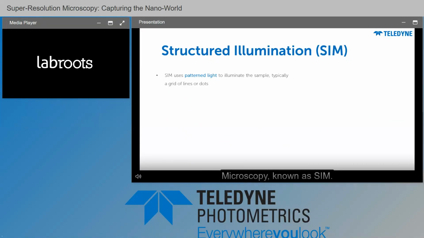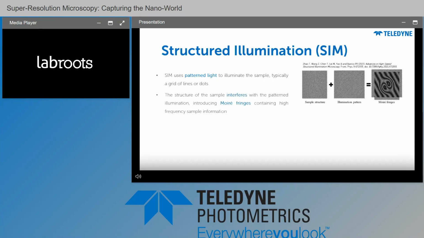First is structured illumination microscopy, known as SIM. This uses patterned light to illuminate the sample, rather than using just a wide field spread of light. The patterned light is typically a pattern of lines or dots in a grid. The structure of this grid interacts with the structure of the sample, and this introduces moire fringes containing high-frequency sample information. You can see here from the image, the structure of the sample is overlaid with the structure of the illumination, and you end up with these high-frequency fringes.